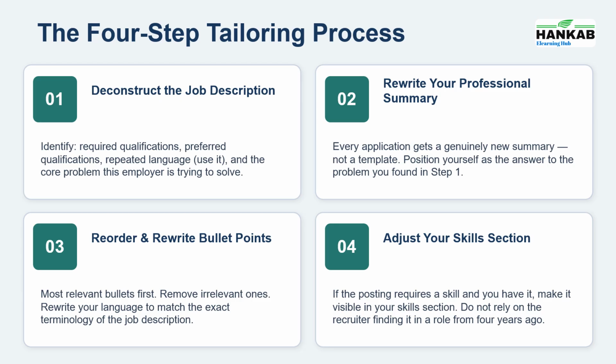Step 4. Adjust your skills section. If a required tool, certification, or methodology is listed in the posting and you have it, make sure it appears clearly in your skills section. Do not assume the recruiter will find it buried in a role from 4 years ago. Once your master document is complete, a properly tailored application should take you 45 to 60 minutes.